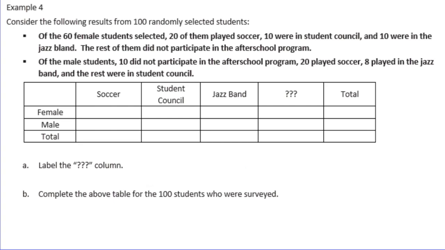So here in example 4, these are our givens. We're going to give you a minute to fill in the table and then work on the percentages for C through H. So we have 100 randomly selected students. Of the 60 female students selected, 20 of them played soccer, 10 were in student council, and 10 were in jazz band. The rest of them did not participate in the after-school program. Of the male students, 10 did not participate in the after-school program, 20 played soccer, 8 played in the jazz band, and the rest were in student council. So again, let's give you a minute to complete your table, and then we're going to check so that we can calculate the percentages for C through H.